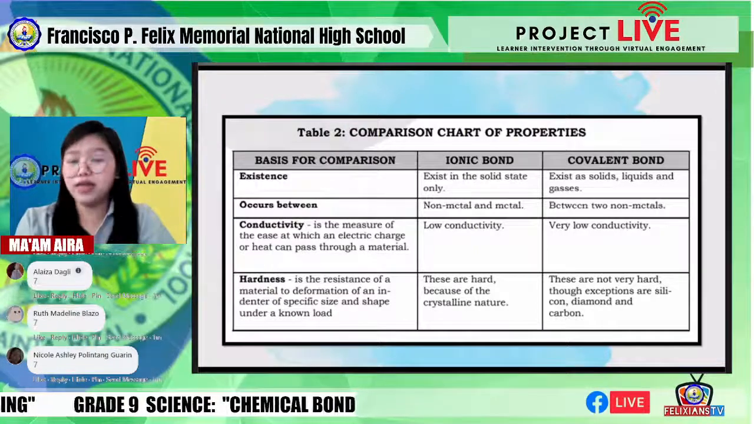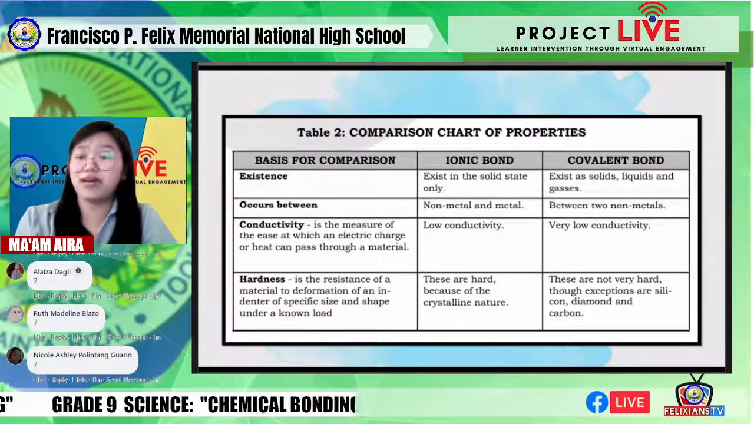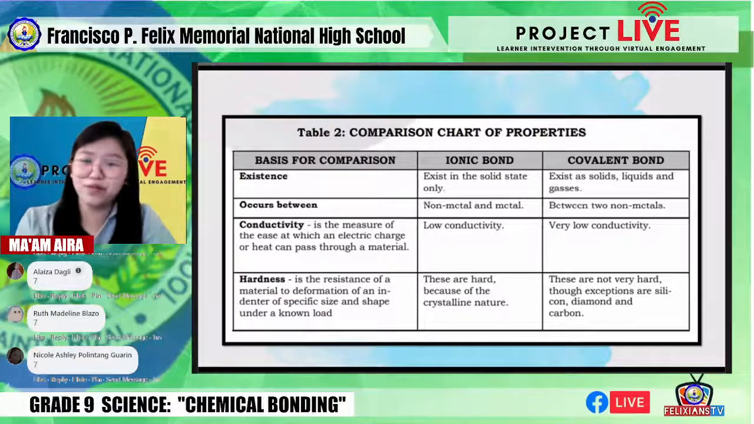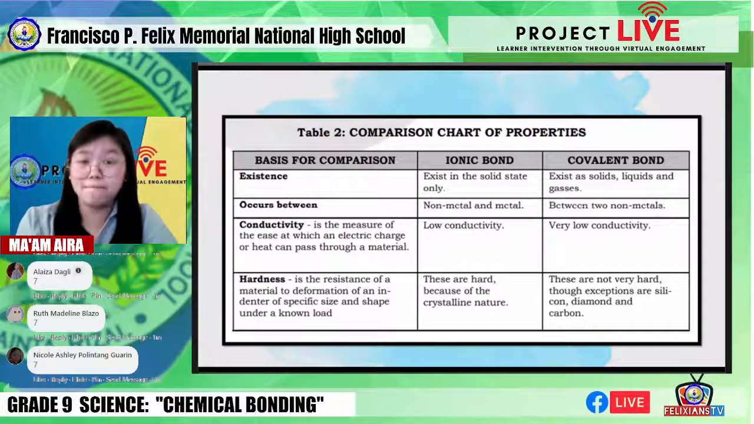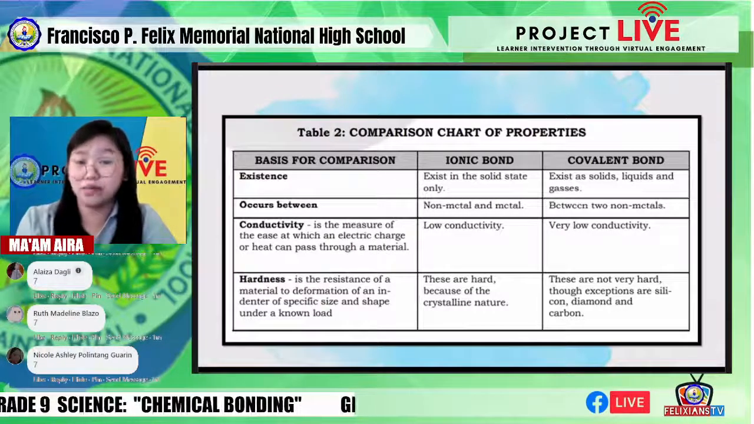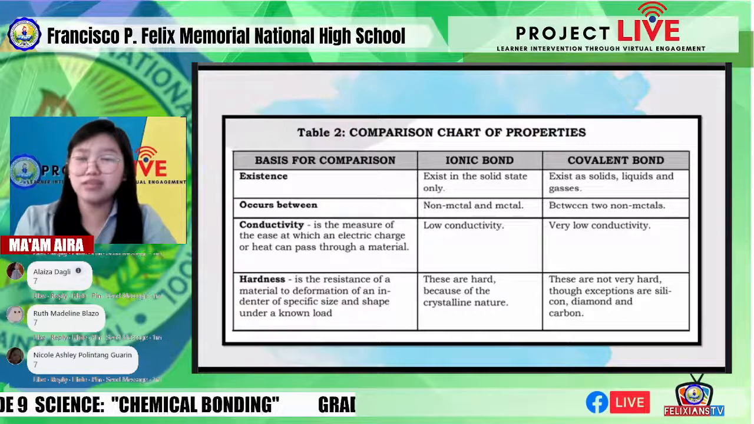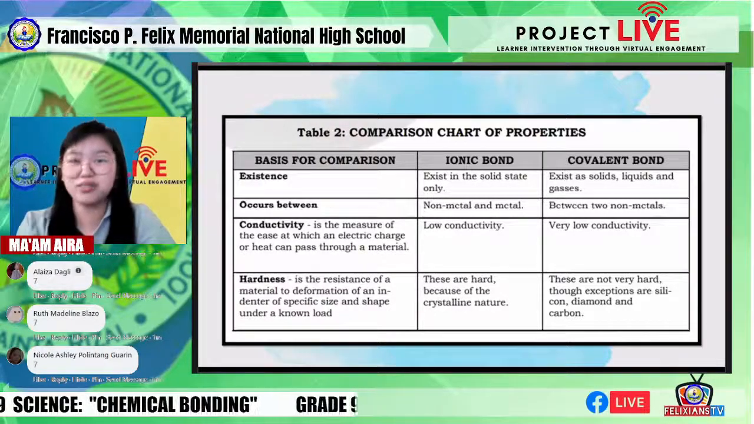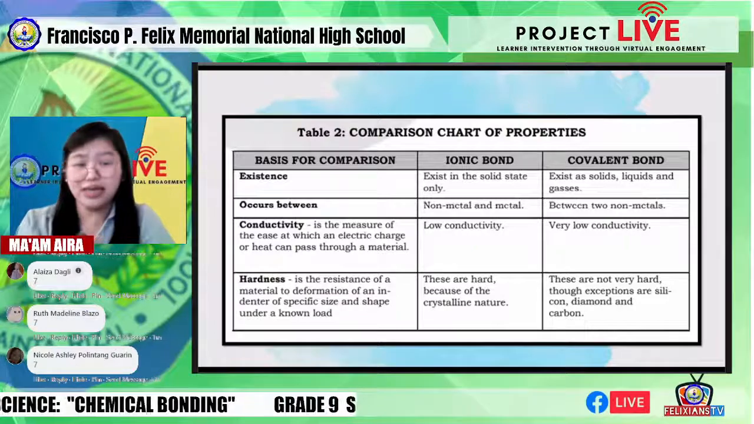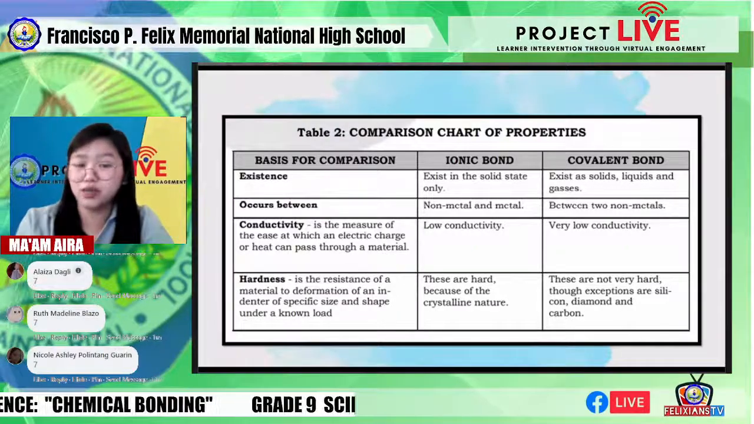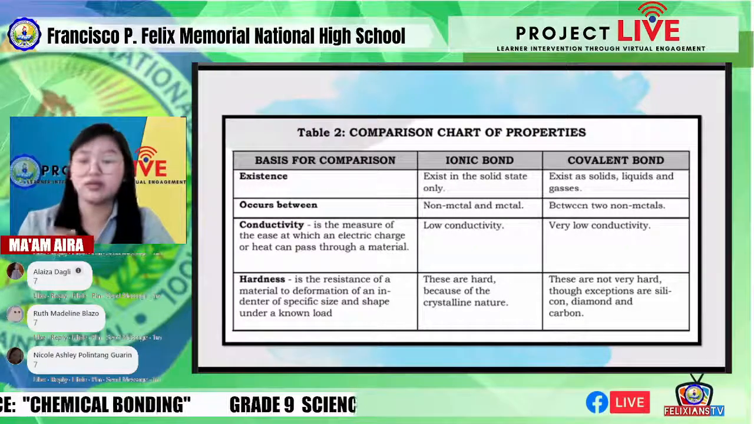And for covalent bond, these are not very hard because as for example, we have water, we have rubber. Pero exception, yung diamond. Because as we know, diamond is very hard. So, hindi siya basta-basta nade-deform. So, again, exception po natin yung diamond as well as carbon.